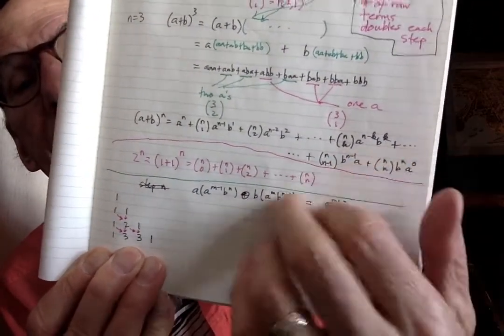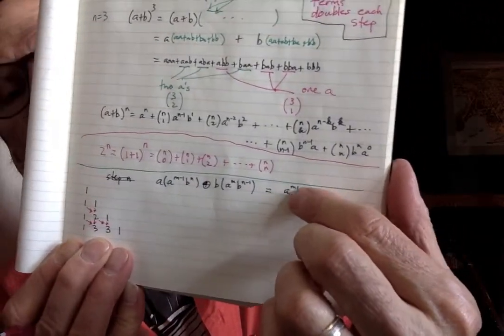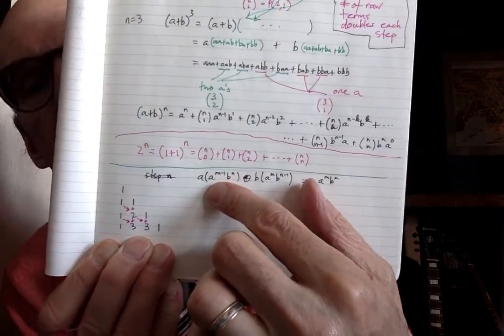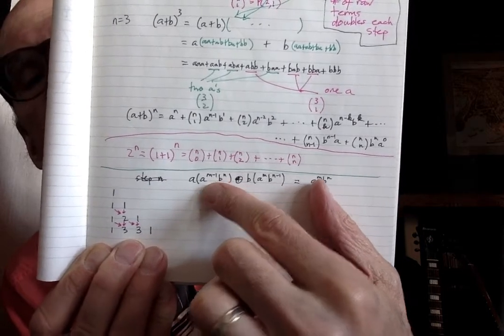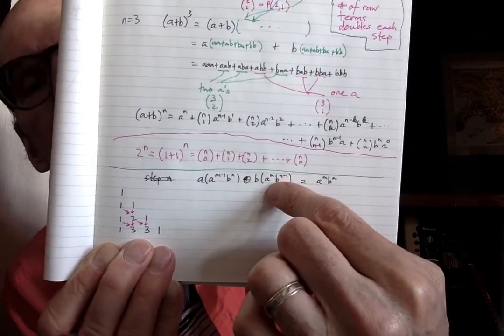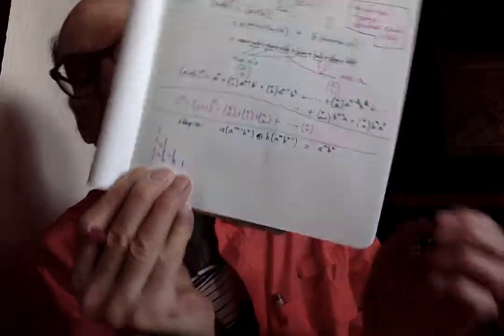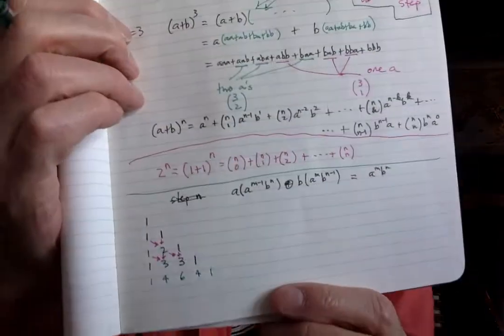relationship here, that if you want to get to the a to the m, b to the n terms, you have to look at the a to the m minus 1, b to the n terms above, and you'll get all of those, and then also the a to the m, b to the n minus 1, and you get all of those. And so what you do is you add up these two, and you can keep going. So I'm just going to blast through a few more. I start with 1. 3 plus 1 is 4. 3 plus 3 is 6. 3 plus 1 is 4. And then we end with 1.